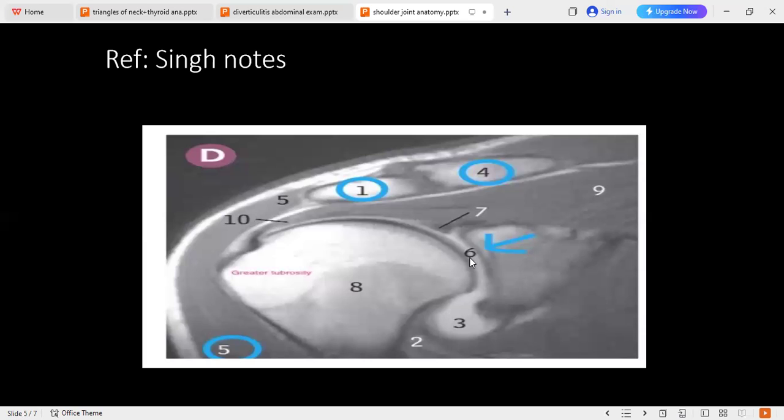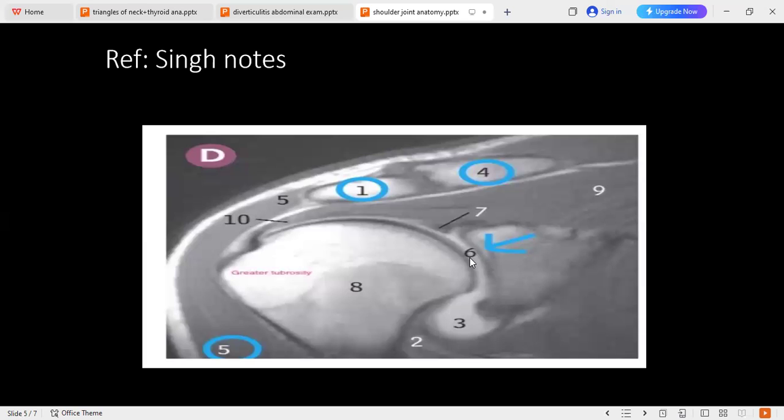Please tell me more about the motor and the sensory supply of the axillary nerve. It supplies motor supply to the deltoid and the teres minor, and sensory supply to the lower half of the deltoid, the regimental badge area. Yes, very good.